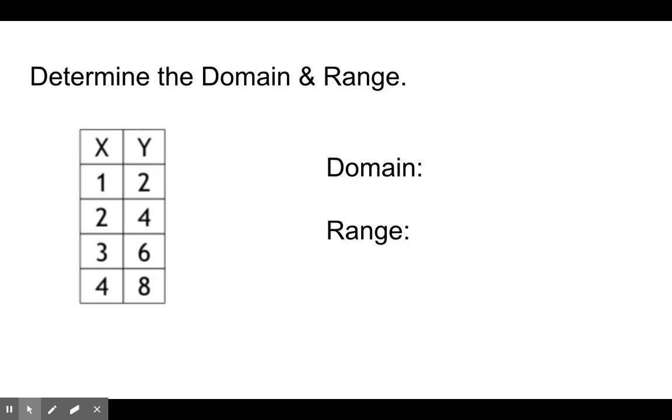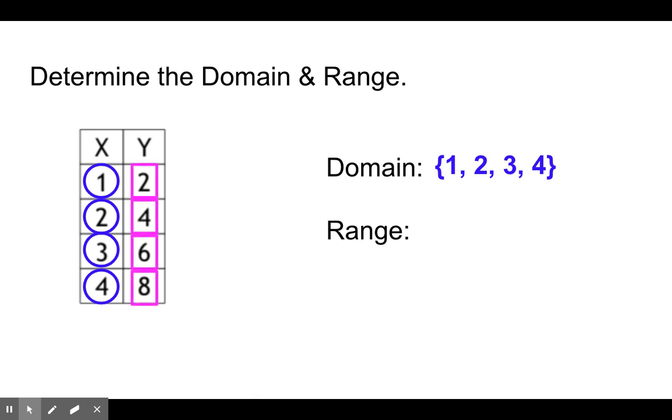So now we're going to look at a table. When we're looking at a table, once again, our inputs or our x values are our domain. So here, our x values, 1, 2, 3, 4, the set of these numbers is the domain. For the range, we have 2, 4, 6, 8, and that is the range, the y values.